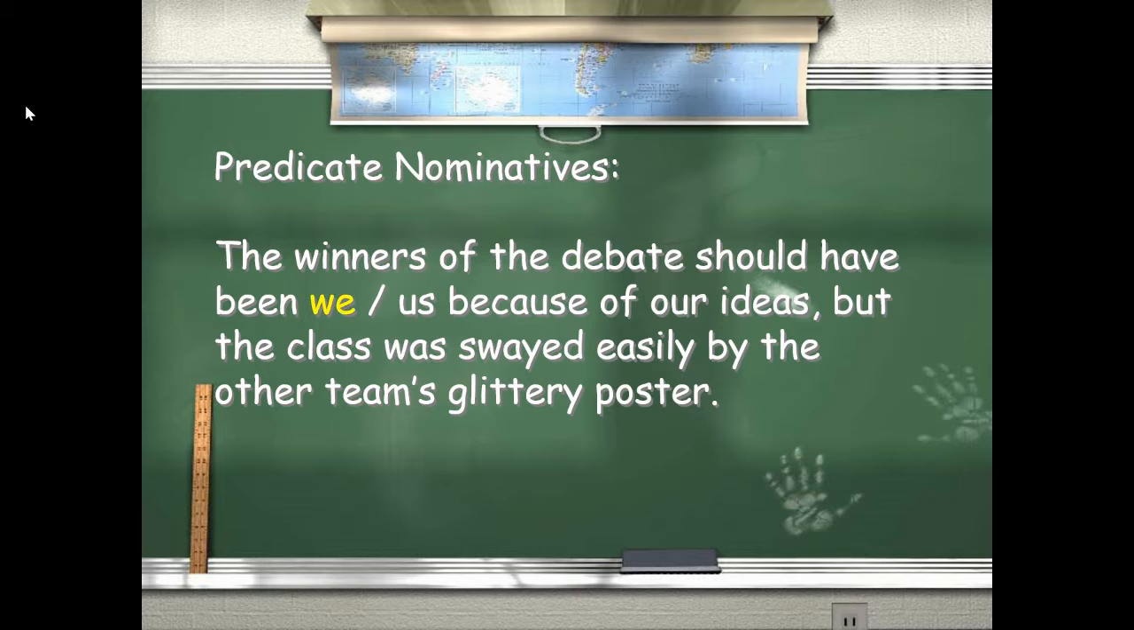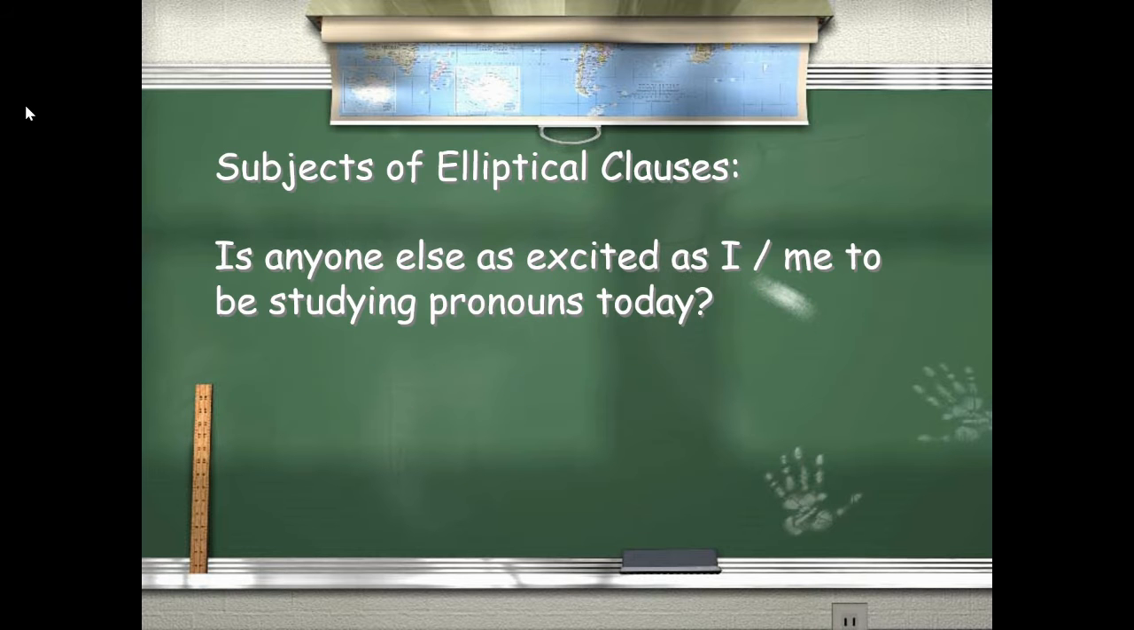Well, as much as it might go against our grammar gut, we have to use the word we. If you think about it, the subject is winners, the verb is should have been, and the predicate nominative is we. We is renaming winners. You sort of have to reverse it and think we should have been the winners or the winners should have been we. It's the same thing. And so we have to use the word we. It sounds really weird and formal, but that would be correct. So be careful. That's tricky.